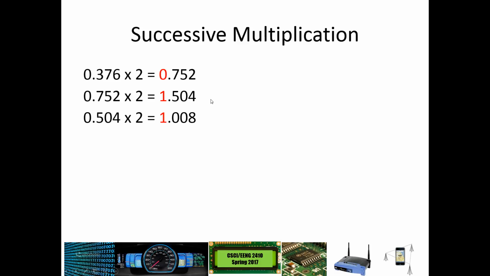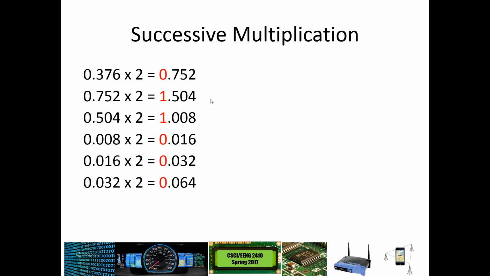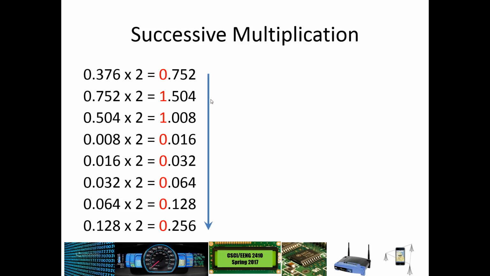So we'll take the 0.504 and multiply it by 2. That does in fact give us 1.008, and so we'll put down 1 as our next digit, and then we're going to take that 0.008 and multiply it by 2. That gives us a leading 0 there. We take that 0.016, multiply it by 2. We still have a 0, and we can keep going following this same pattern and put things together.